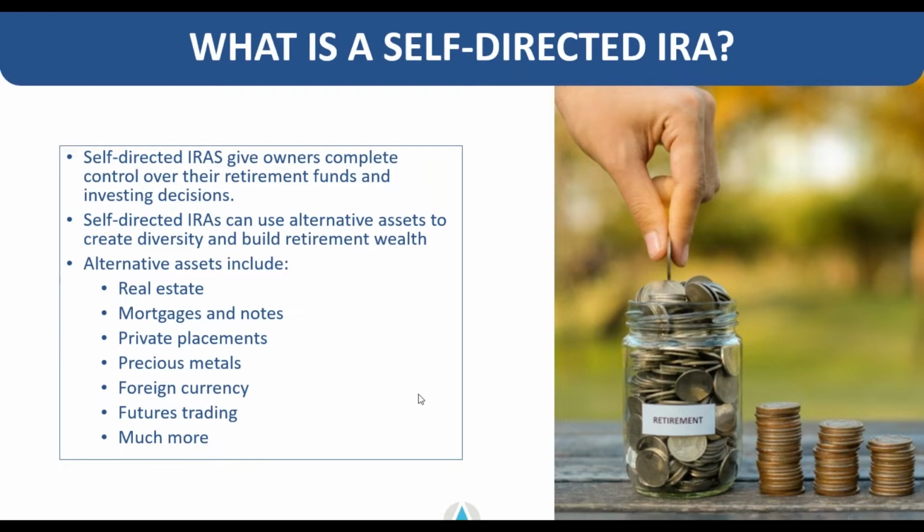So notes and mortgages. For example, lending money and having that money or that note secured by a mortgage or deed of trust. That's something very common. Private placement. A lot of times people invest as a limited partner with their retirement account, and then that partnership is maybe investing in real estate. That would be pretty typical. But we also see precious metals, foreign currency, futures trading, and the list kind of goes on. And I think we do have some more examples of that as well.